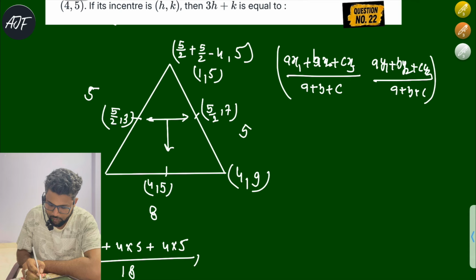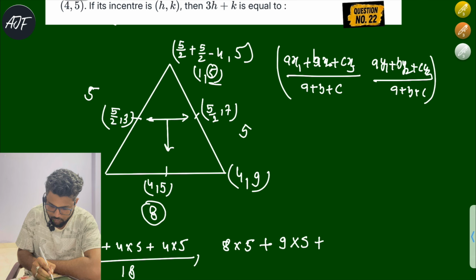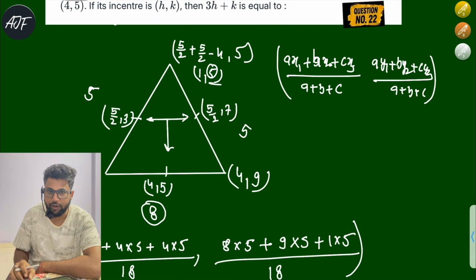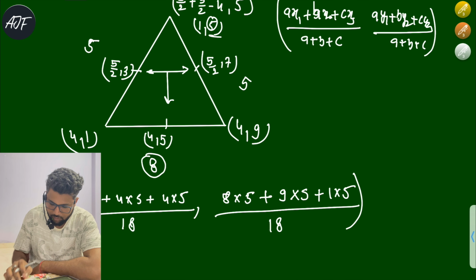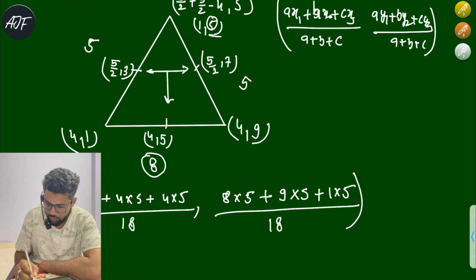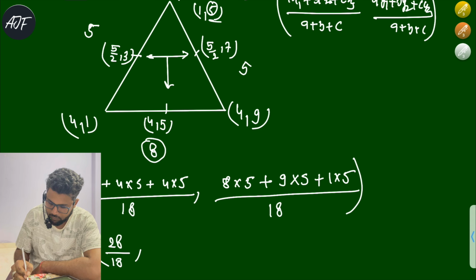Similarly, the second one is the y coordinate. So 8 into 5, multiplied by the opposite side. So this one is y, and its opposite is multiplied by 8, right? Similarly, it is 9 into 5 plus 1 into 5 divided by 18. So this one is the coordinate of the Incentre. So 20 plus 28 divided by 18, sorry, 48 divided by 18.